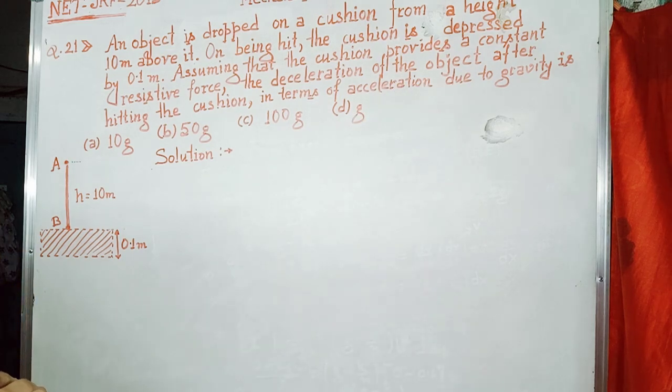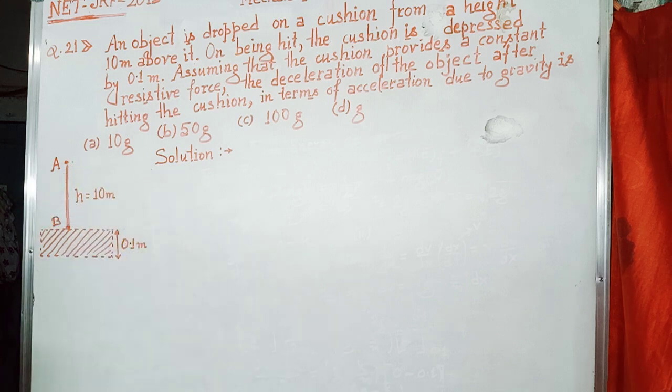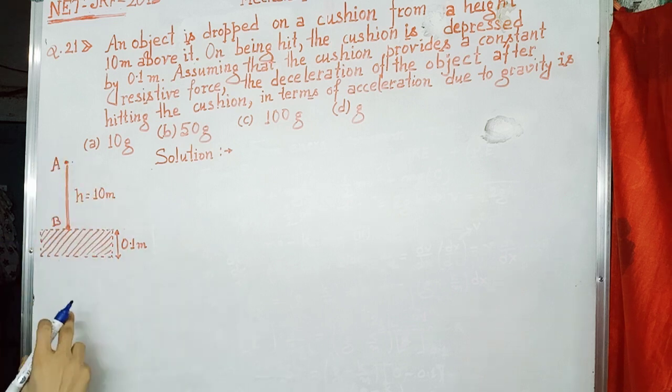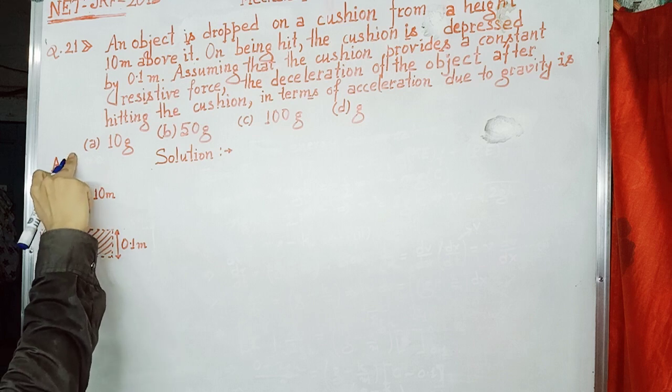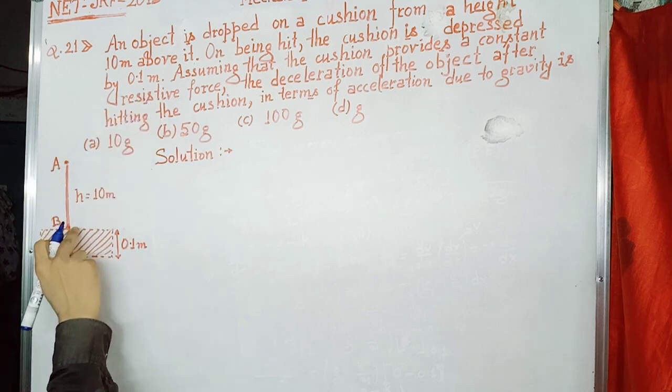of acceleration due to gravity is equal to, option A is given as 10g, option B is given as 50g, option C is given as 100g, and option D is given as g. So let's solve this question. For solving this question, this is the related diagram for this given question. Let this be a position A, which is the initial position of the object, and B is a point on the cushion.